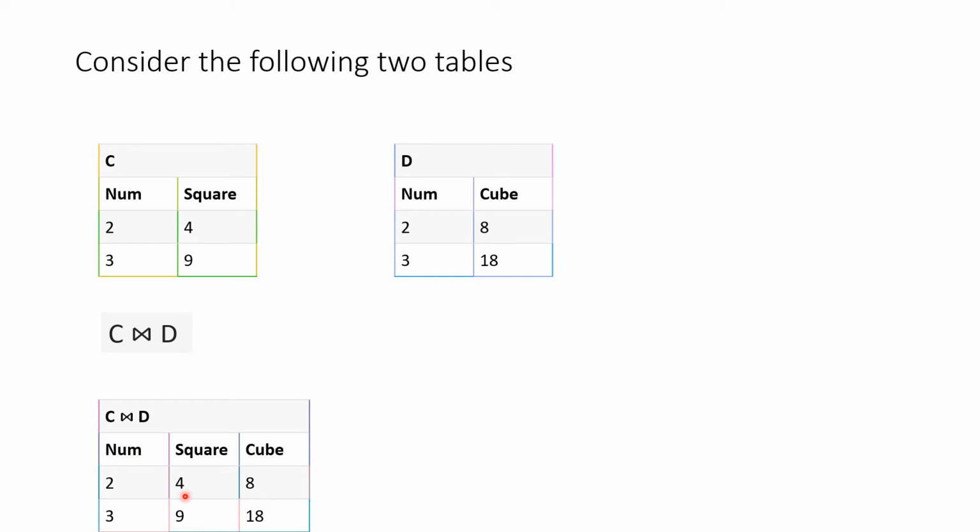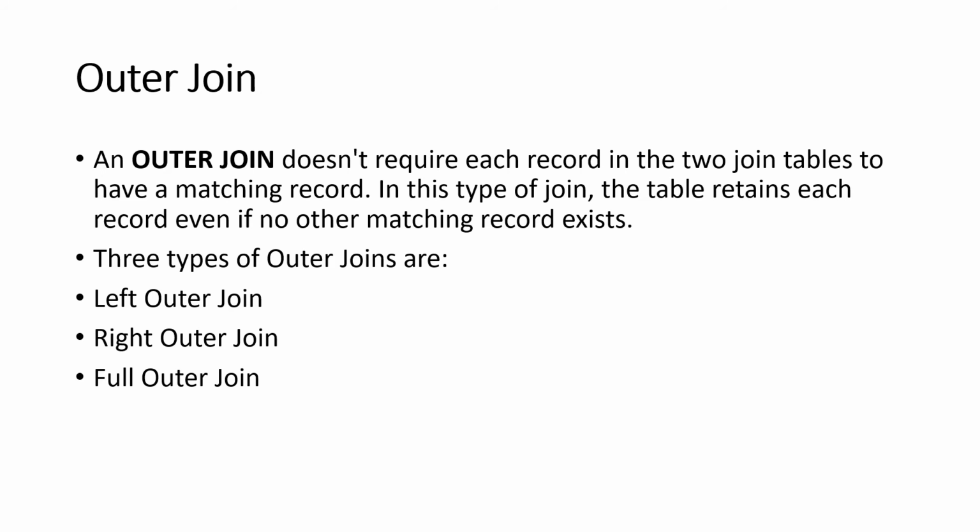Then num 3 corresponds to square 9 value and cube 18 value. So this way we can make the C and D tables join. Now we come to another type of join after inner, that is outer join. This outer join doesn't require each record in the two joining tables to have a matching record. In this type of join, the table retains each record even if no other matching record exists.